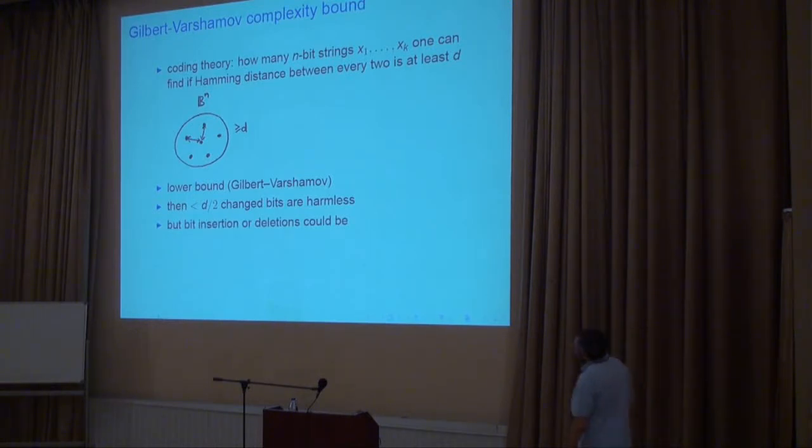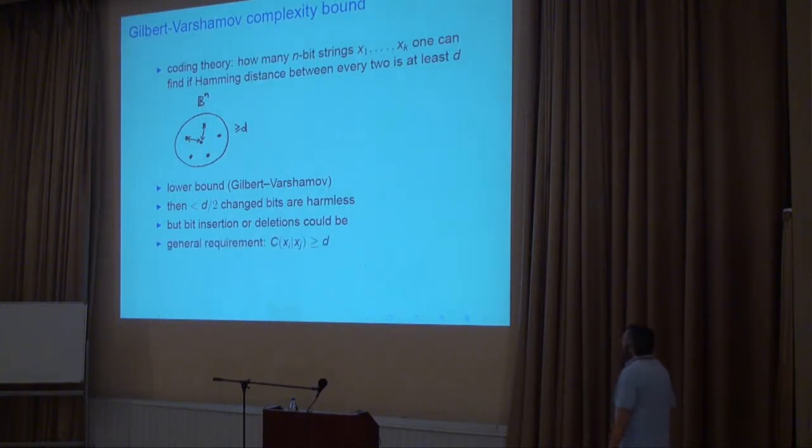Imagine we have a transmission line which can not only corrupt one bit, but also miss some bit or add some bad bit. Then of course this bound which we had before about the distances is not useful anymore, because it doesn't guarantee the possibility of reconstruction. So if we want, we can look specially for codes which are stable to insertions or deletions in transmission. But we can just look at a general requirement.